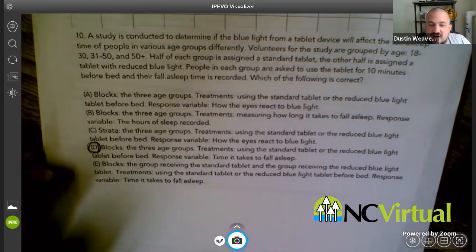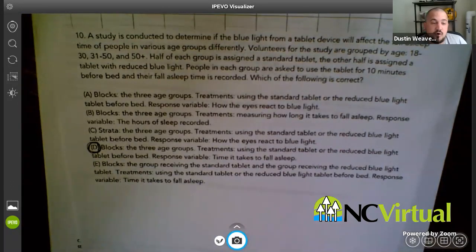And then your response variable, what you're looking at for their response, is how long it takes them to fall asleep. So the blocks are the groups that we're splitting them up in. That is the 3 age groups. The treatments are the standard tablet or the reduced blue light tablet. And your response is how long it takes you to fall asleep. And that is question number 10. And that wraps up the multiple choice for today.